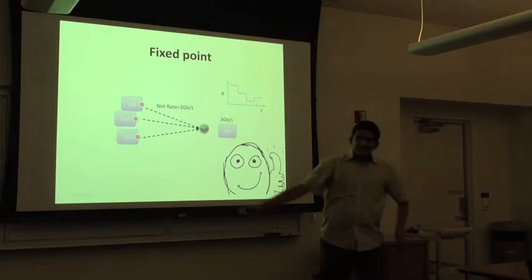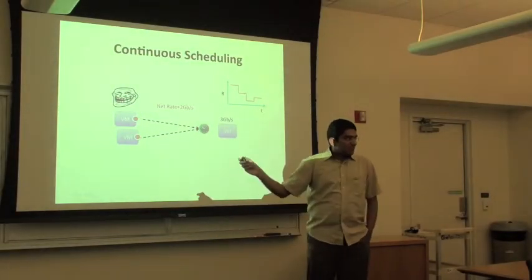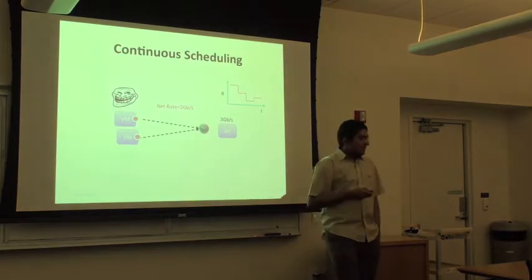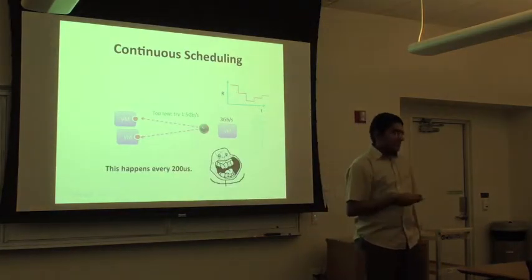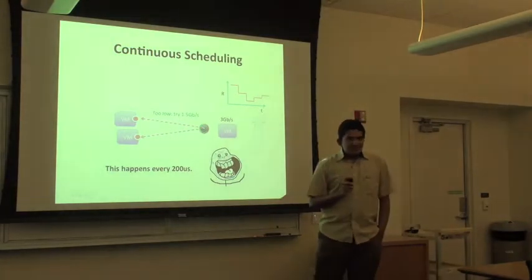So let's say in this example one of the senders just goes away. Notice that this process happens continuously. So if one of them goes away, you again recompute a new R, you keep advertising, and this happens every 200 microseconds. Okay.